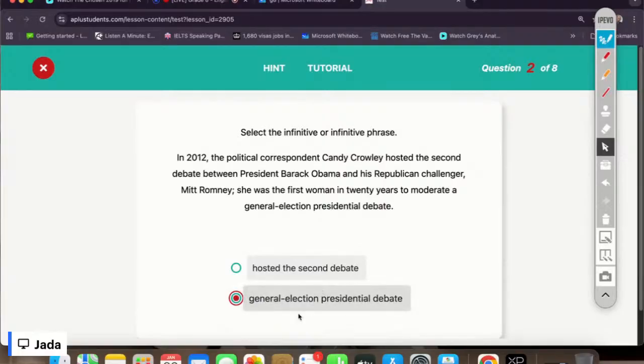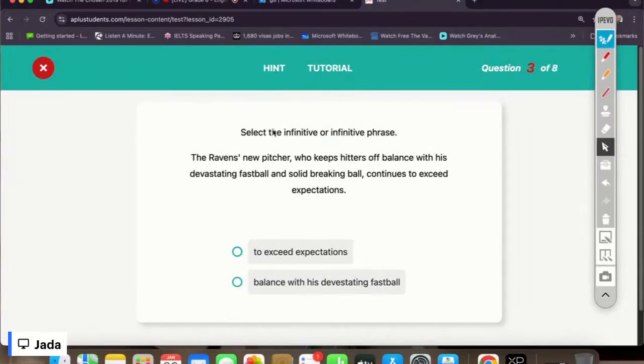Okay, so we have the second. Then select the infinitive or infinitive phrase here. The Ravens' new pitcher, who keeps hitters off balance with his devastating fastball and solid breaking ball, continues to exceed expectations. So is it first or the second?